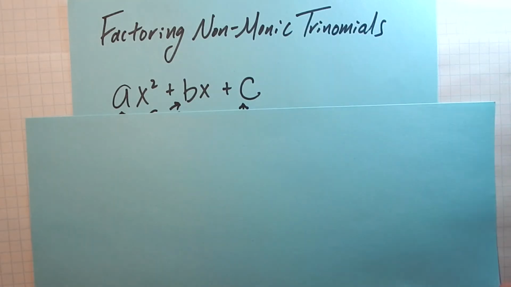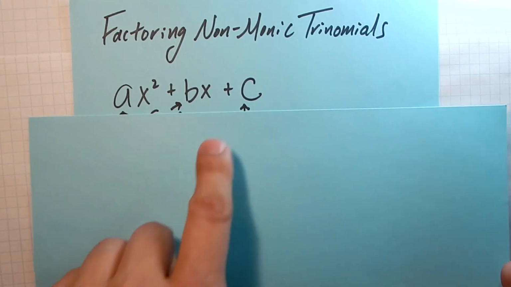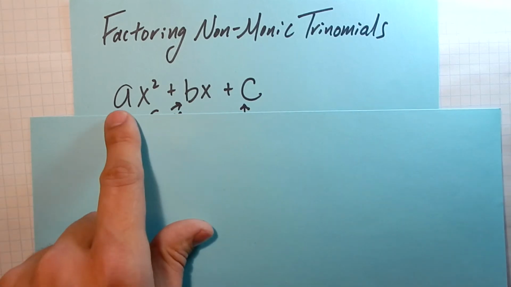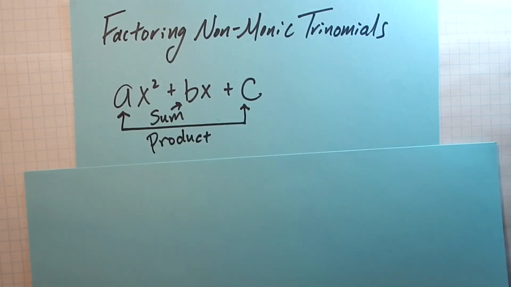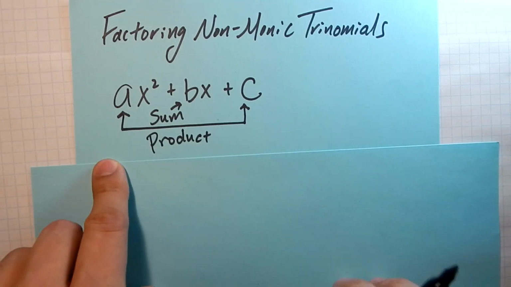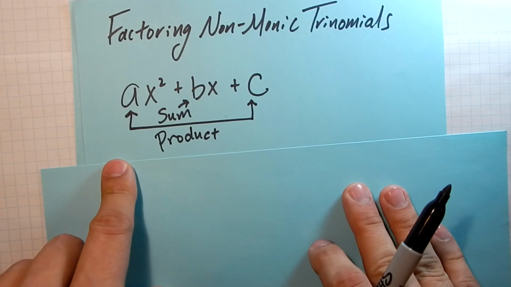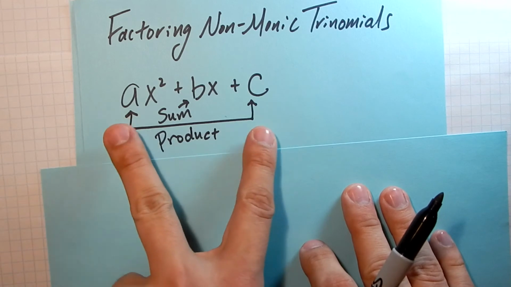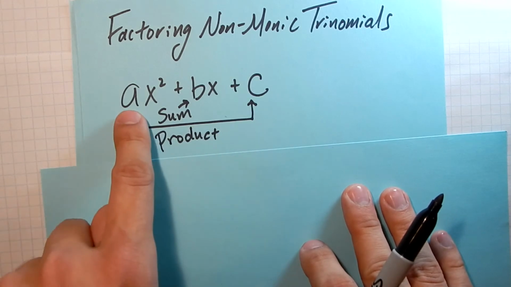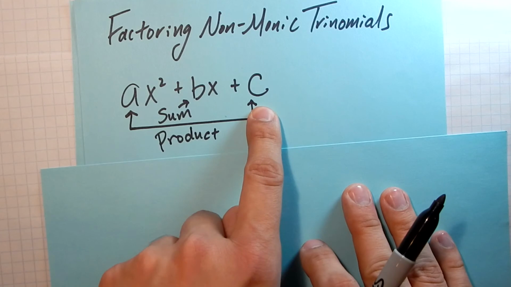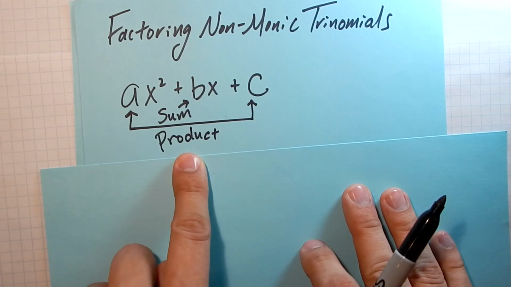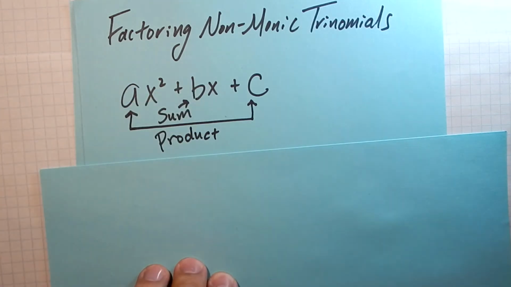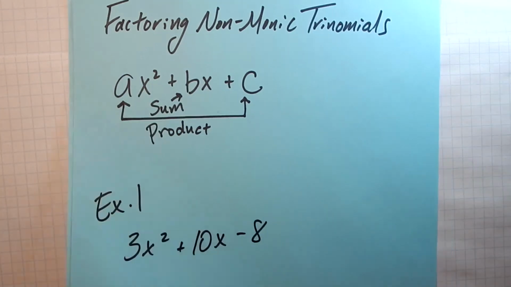The last time we talked about monic trinomials, we were talking about c being our product and b being our sum. But since we have this a term here, that sort of complicates things. The method we're going to use takes a little bit of time. The first step in that process is to multiply your first and last terms, so the coefficient of your first term and your constant term. If we multiply those, we want this to be our product. And again, our b term is going to be our sum. So let's look at an example of one of those.